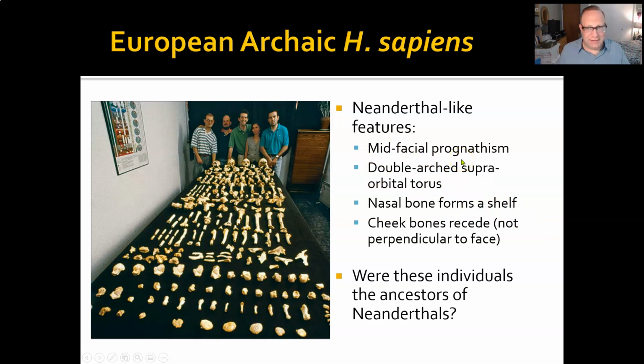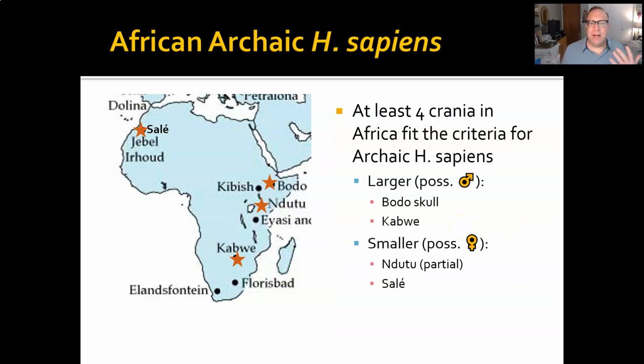Also, this may be where the double-arched brow ridges come from. The nasal bone forms a shelf. The cheekbones recede. As I was just saying, that's part of the mid-facial prognathism. So the question is open. Are these the direct ancestors of Neanderthals? Are Neanderthals their direct descendants? Probably not. But it certainly was a group like this that would have passed those features on. Okay, now we can move to Africa.